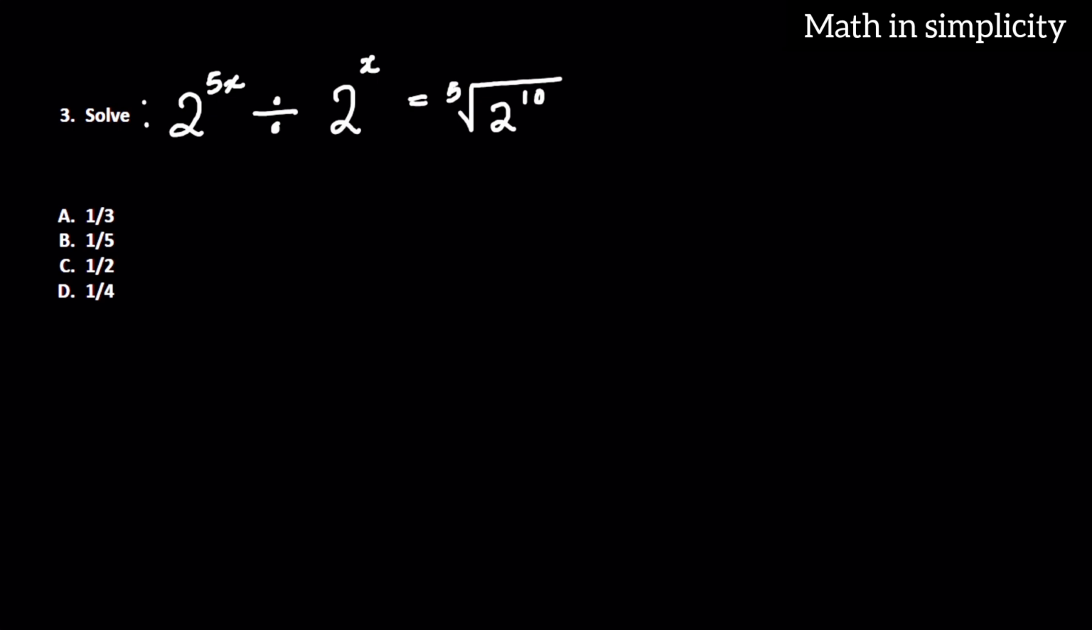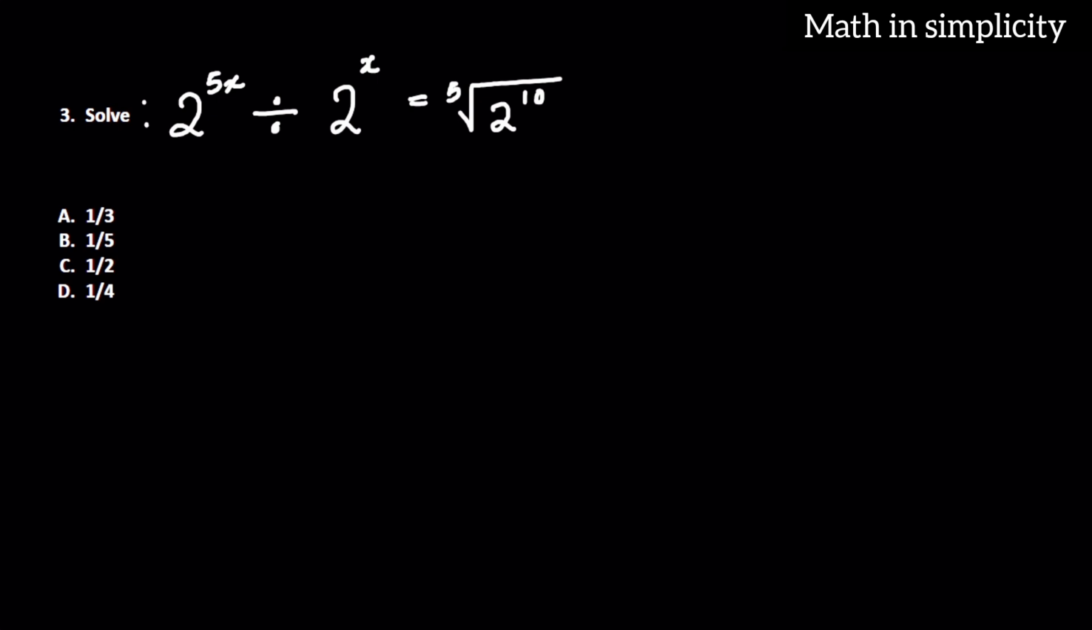Number 3 says solve 2 raised to the power 5x divided by 2 raised to the power x equal to the 5th root of 2 raised to the power 10. Now this is indices, or exponents, and just in case you don't know this already, I have a video on that. I'm going to drop the link in the description below, so you can feel free to check the video. So we can just apply the laws of indices and quickly simplify this.